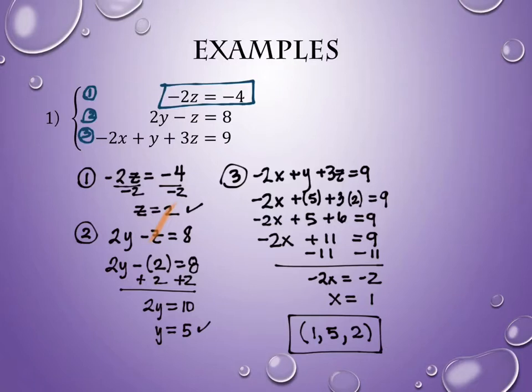So you write the ordered triple in alphabetical order? You do. It's alphabetical order. Yeah, x, y, z. I'll jot that in there just for reference.